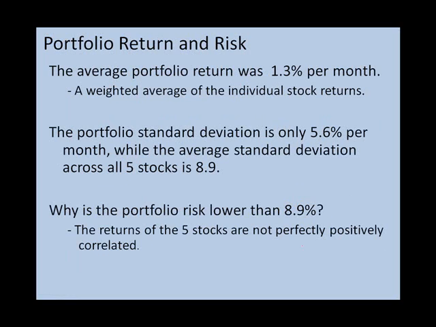The average portfolio return was 1.3% per month. This was the weighted average of the individual stock returns. The portfolio standard deviation, though, is only 5.6% per month, while the average standard deviation of all 5 stocks was actually 8.9% per month. Why is the portfolio standard deviation lower than 8.9%? The reason is correlation. The returns of the 5 stocks are not perfectly positively correlated. So when we invest in this portfolio of stocks, we see that our risks are reduced relative to the scenario in which all the stocks are perfectly positively correlated.